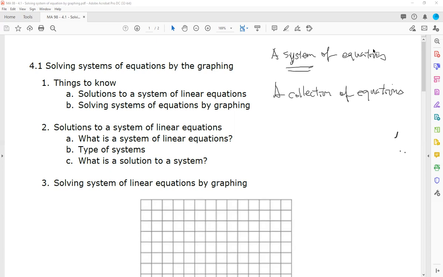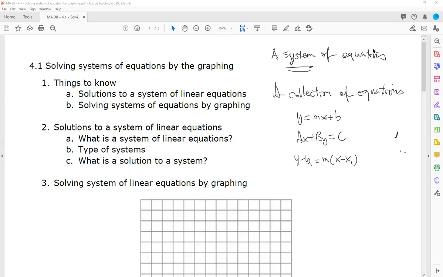Now we're going to talk about the types of systems, and by the way, in this class we'll be dealing solely with systems of linear equations. Which means all the equations will be in the form of y equals mx plus b, ax plus by equals c, or y minus y1 equals m times x minus x1. If you don't remember what these are, it's better if you start brushing up.